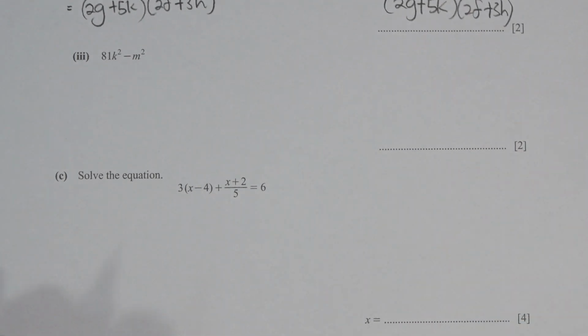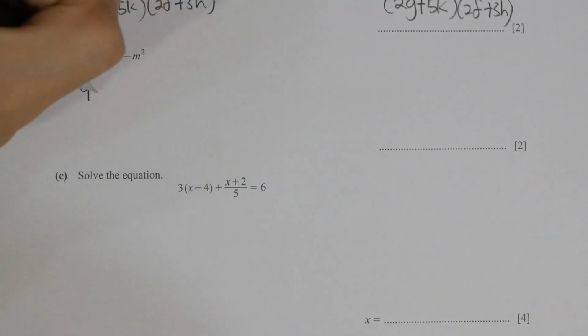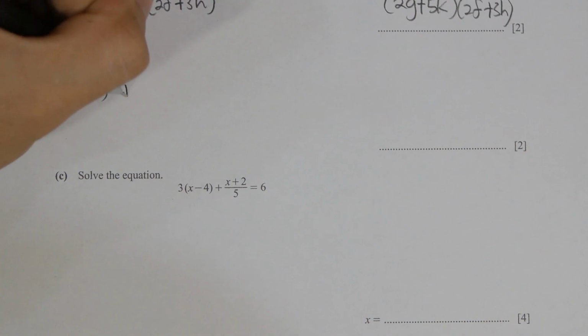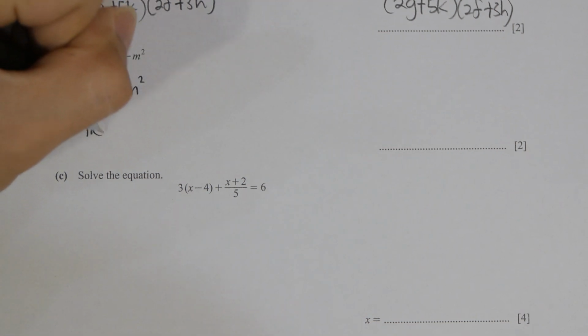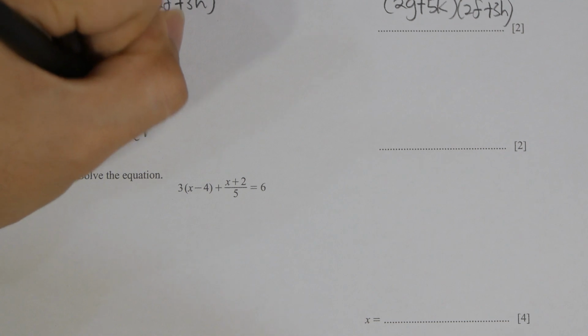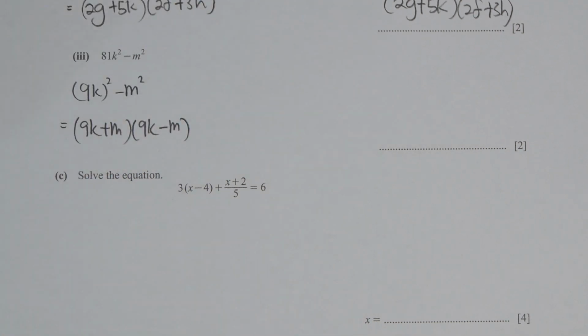Section number 3, using the a squared minus b squared formula. So a will be 9k and our b will be m. So (9k + m)(9k - m).